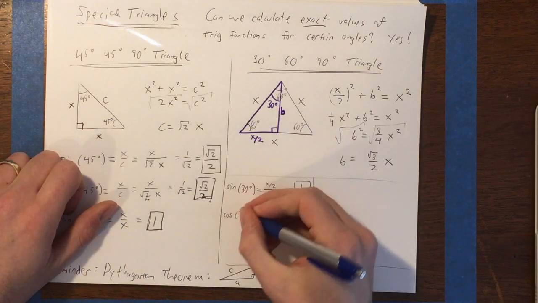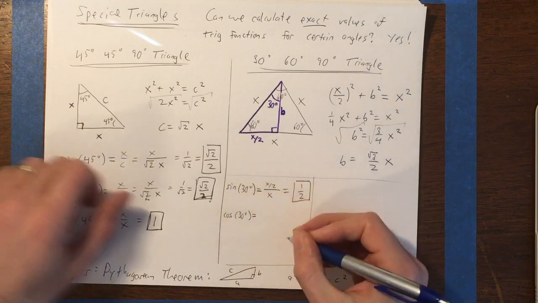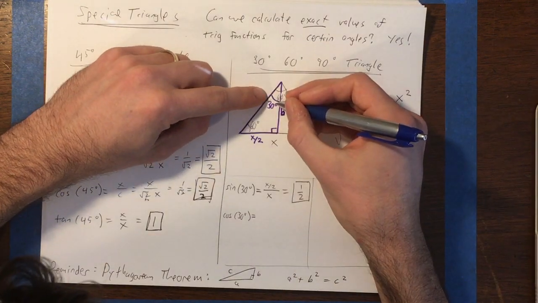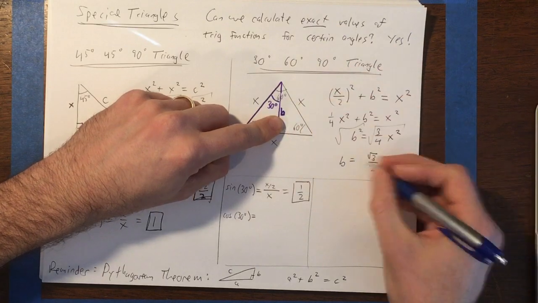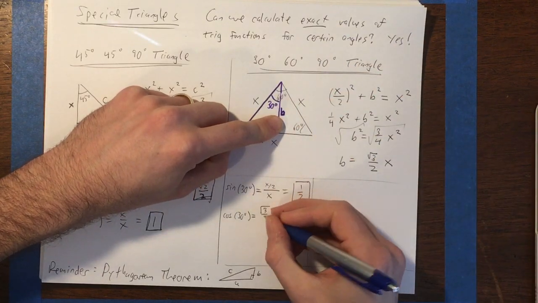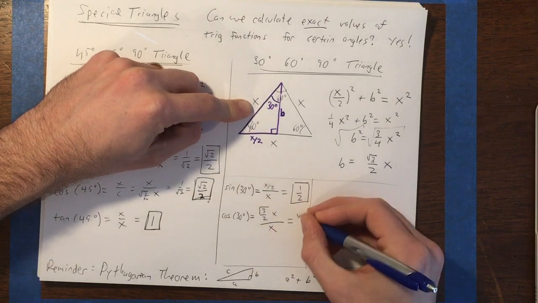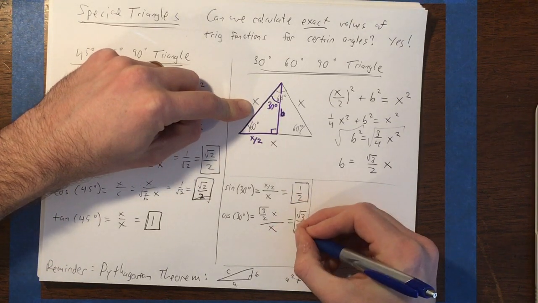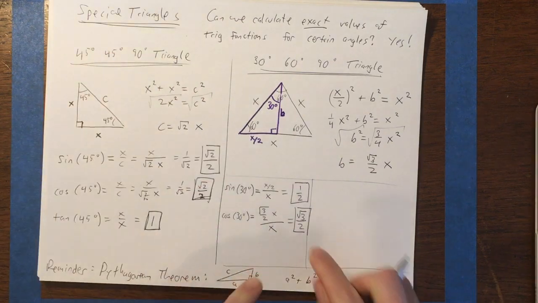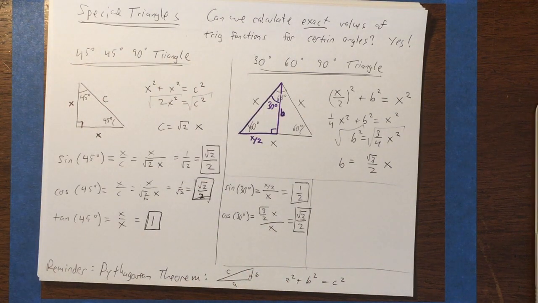Cosine of 30 degrees, on the other hand, is going to be, from the 30 degree angle, the adjacent side is b, which we know is the square root of 3 over 2 times x, and then divide by the hypotenuse, which is x. The x's cancel, and that square root of 3 over 2 is the exact value of the cosine of 30 degrees.